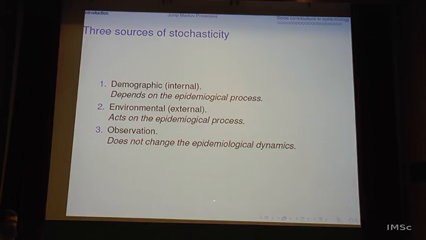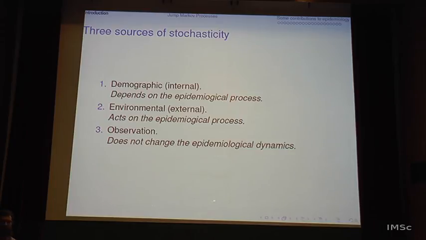So there are three categories of stochastic sources in a model. The first one is demographic stochasticity, which is also called internal stochasticity. That really arises at the individual level: chance events at the individual level are going to lead to demographic stochasticity at the population level. So that's called internal. The second one is external, also called environmental stochasticity.